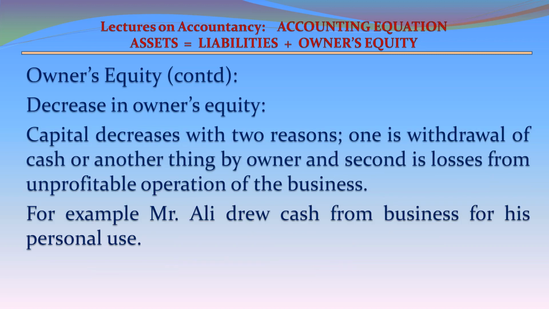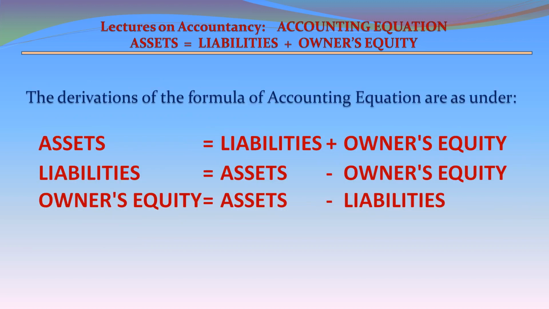Decrease in owner's equity. Capital decreases for two reasons. One is withdrawal of cash or another thing by the owner, and the second is losses from unprofitable operations of the business. For example, Mr. Ali drew cash from the business for his personal use. The derivations of the formula of the accounting equation are as under. Assets is equal to liabilities plus owner's equity. Liabilities is equal to assets minus owner's equity. Owner's equity is equal to assets minus liabilities.